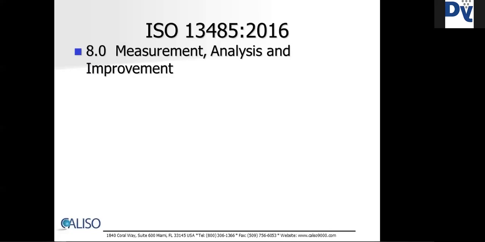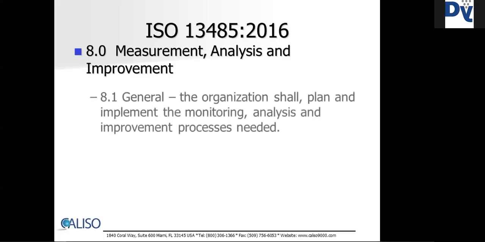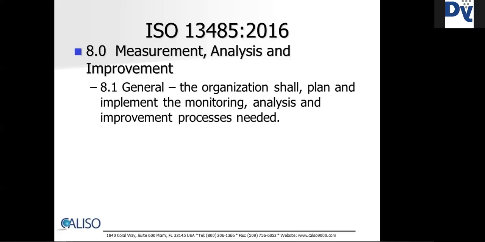Section 8, Measurement, Analysis, and Improvement. This section talks about how to improve not only the product, but the process by which it is manufactured. Also, this section addresses how to improve your quality management system. 8.1 General. The organization shall plan and implement the monitoring, analysis, and improvement processes needed to demonstrate product conformity, ensure the conformity of the quality management system, and maintain the effectiveness of the quality management system.